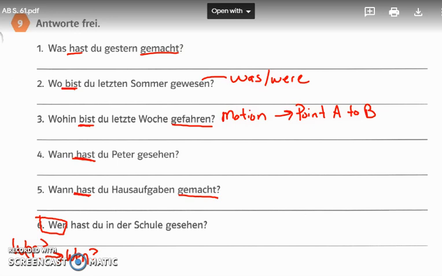Also, a pointer that people often will forget. These past participles, see how they're at the end of all your questions? Your past participles are going to be at the end of all your sentences. So go ahead and pause the video and practice.